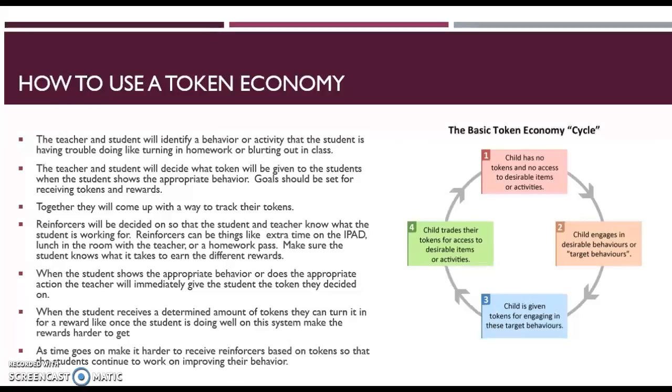That way the student knows that they showed the correct behavior or action that they had talked about. When the student receives the amount of tokens needed to get the reward, they need to make sure they turn the tokens in. Over time, it needs to be harder to get the rewards, so you might go from needing 5 tokens to receive extra time on the iPad to, once that works for a while, needing 7 tokens in order to get time on the iPad.